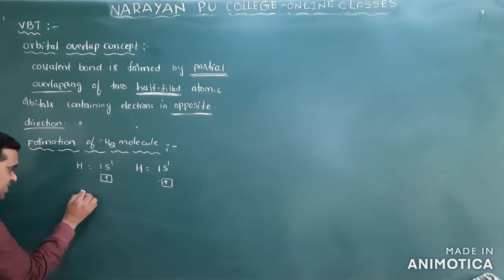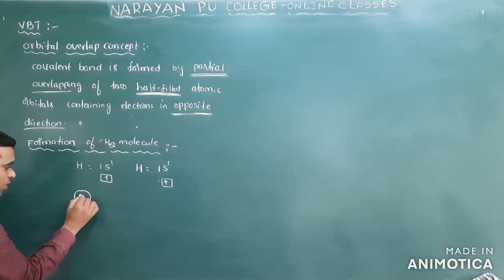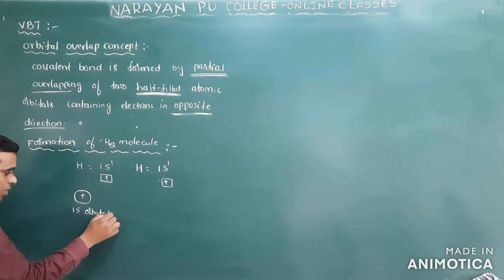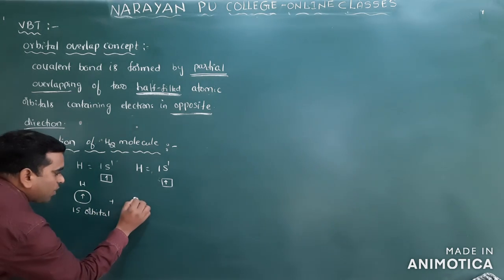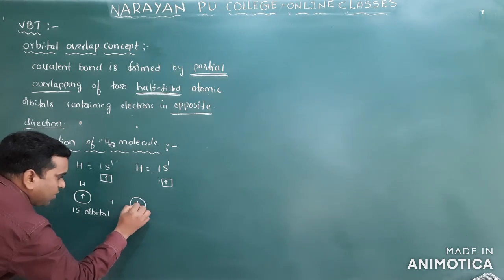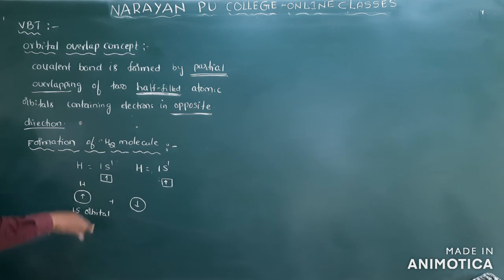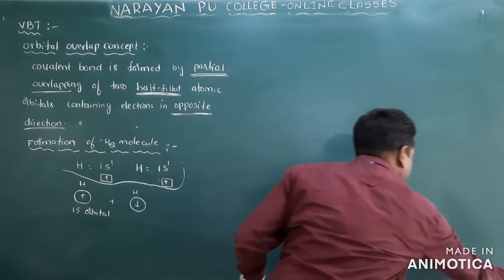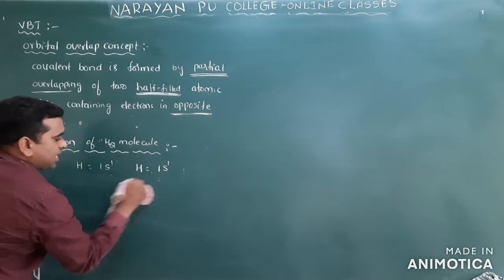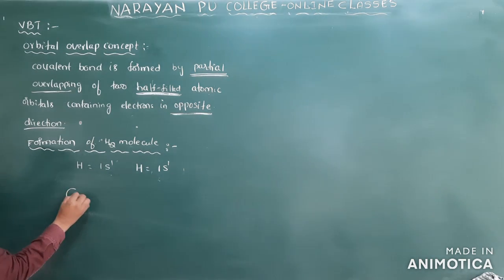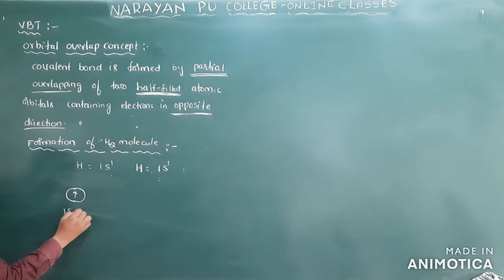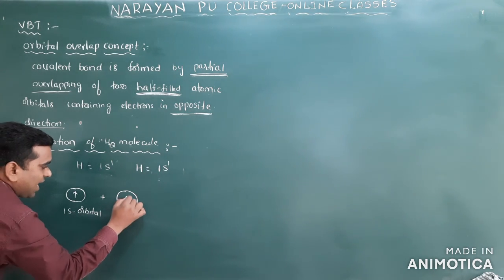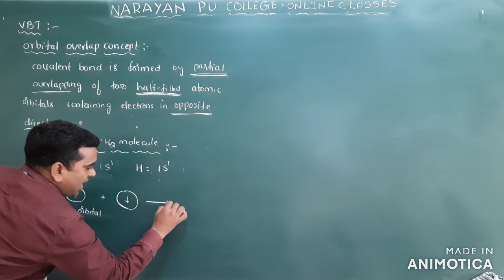Now I will write this. This is the 1s orbital of one hydrogen plus the 1s orbital of another hydrogen, having electron spins in opposite direction. So now I will write this is the 1s orbital. So the 1s orbital of one hydrogen plus another 1s orbital of another hydrogen. The electrons must be in opposite direction, and then the overlap takes place.